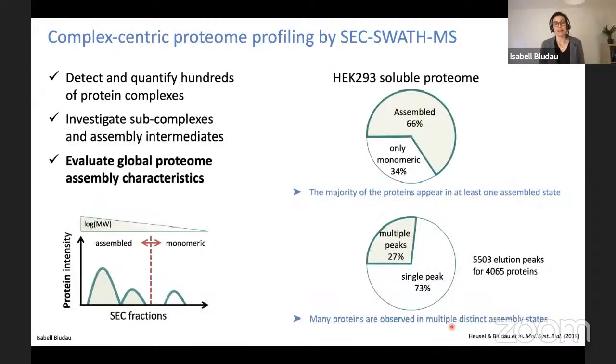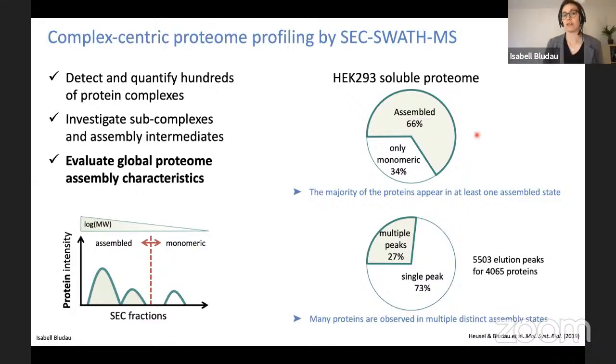Finally, we can also evaluate some global proteome assembly characteristics, because as I said, there is a log-linear relationship between the SEC fractions and the molecular weight of these fractions. For each protein where we know the expected monomeric molecular weight, we can assign fractions to being either monomeric or assembled. So when we look at protein signals, we can figure out if detected peak groups are in the assembled or in the monomeric range.